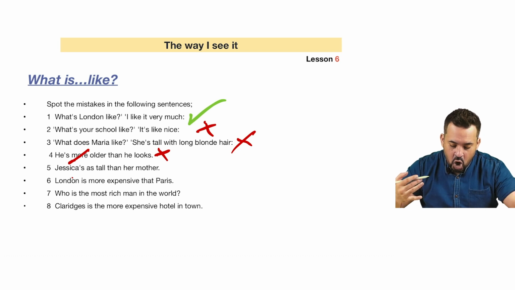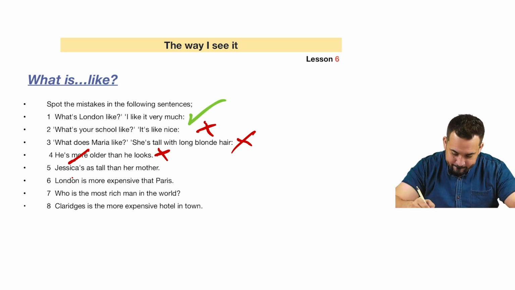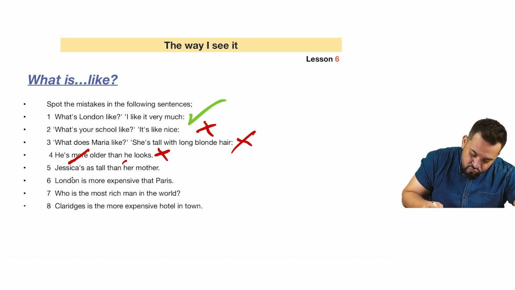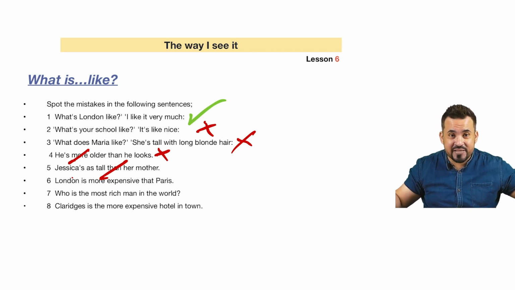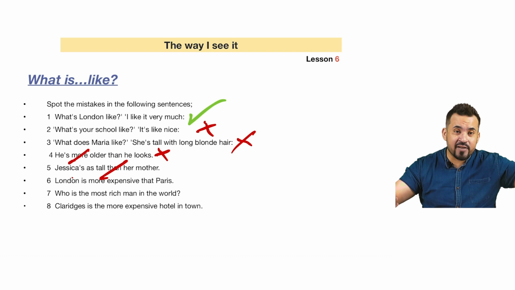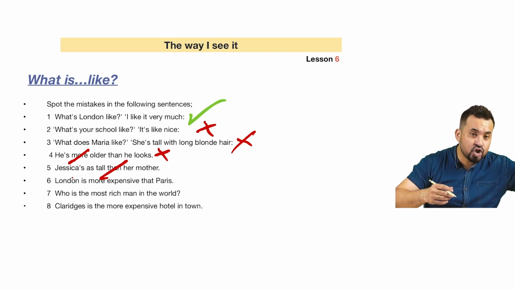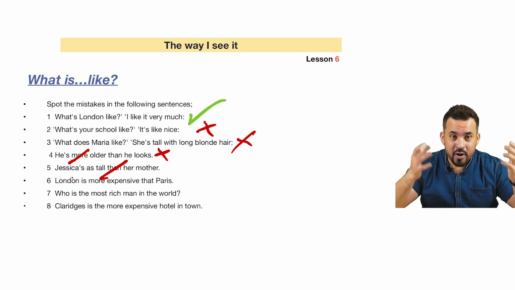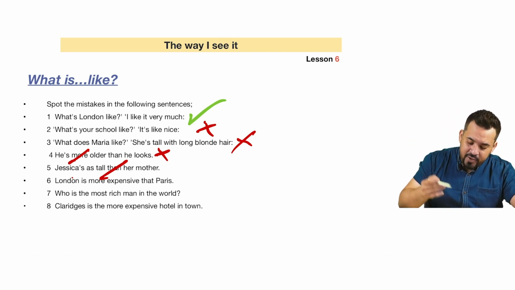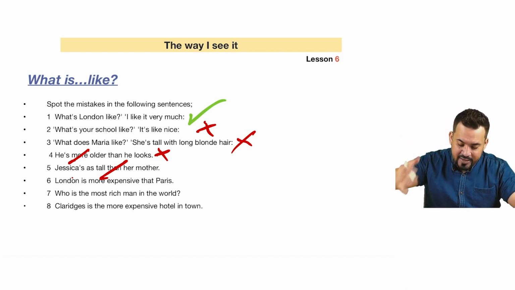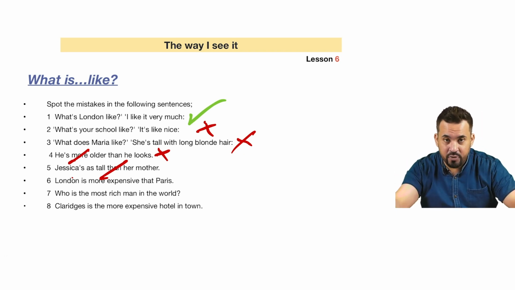Jessica as tall than her mother. Again, this one is wrong. Here we're comparing Jessica to her mother. So Jessica is as tall as her mother, or we can say Jessica is taller than her mother, but we cannot say Jessica as tall than her mother.